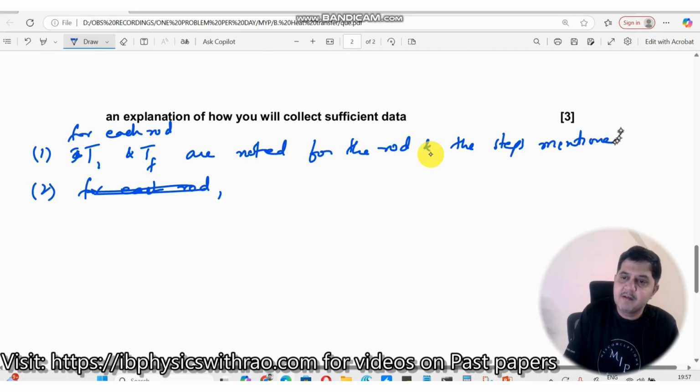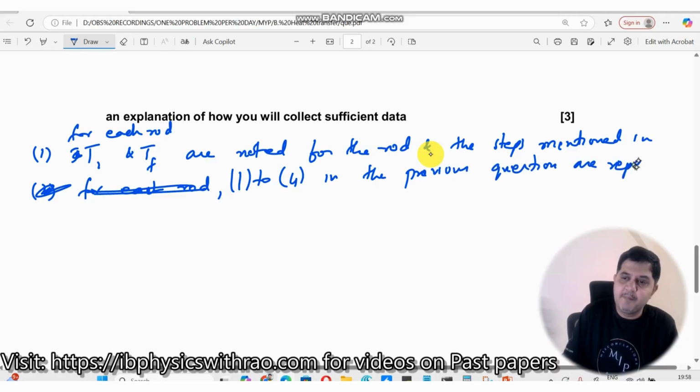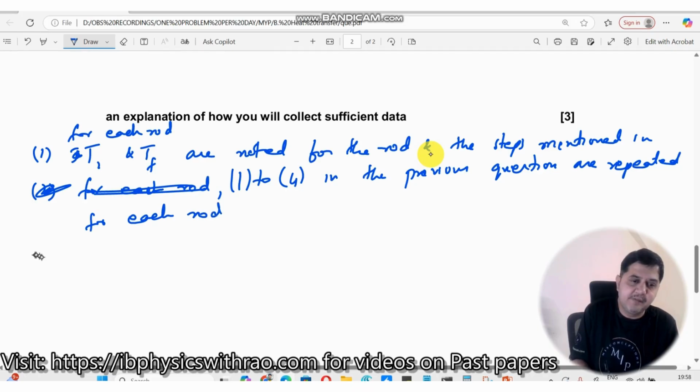mentioned from 1 to 4, the previous question, are repeated for each rod. The first thing to write.